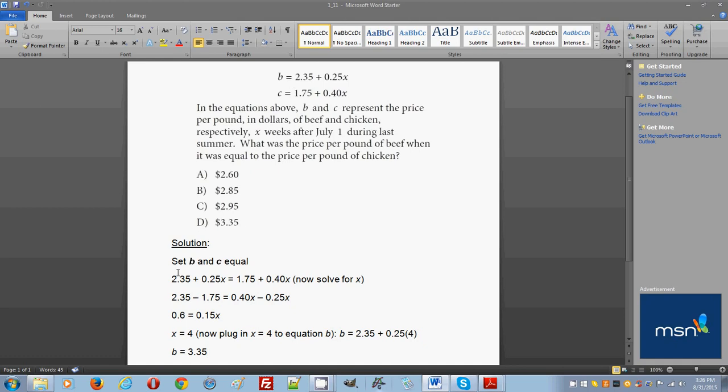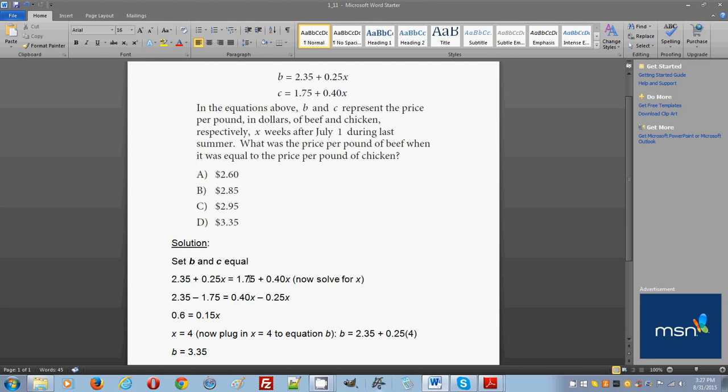So the first thing that you do is that you set B and C equal. And how do we know that? It's because they're asking you what was the price per pound of beef when it was equal to the price per pound of chicken. So they're telling you in words that you must set B equal to C. Which is what we do here. We set these two equations equal in order to find the X value, because you see, we just substitute these two equations for B and C, right? And we get 2.35 plus 0.25x is equal to 1.75 plus 0.40x, right?